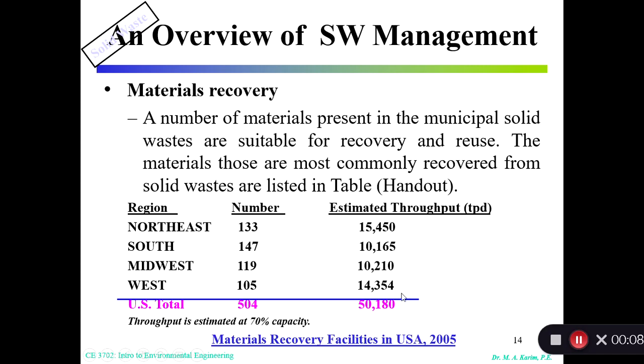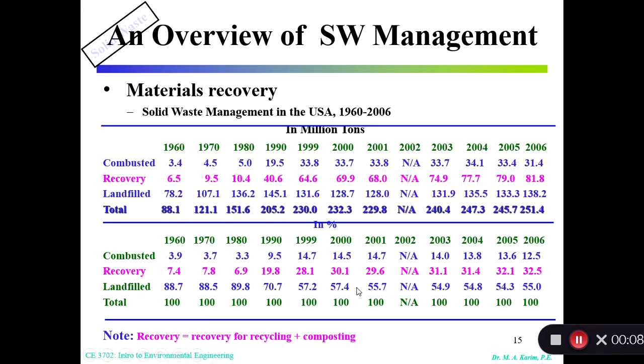In this case, this is 2005 data from the USA. Here are some of the material recovery figures. I have it till 2006. So combusted looks like 31 point something, I think in million tons, 81.8 million tons. Landfill is 138. Total is 251.4 million tons. And these are in percentages: 12% combusted, 32.5% recovered, and landfill is 55. Total 100%. I think this is going up now. Recovery and combusting are going up, but still the total is 45% here, looks like.